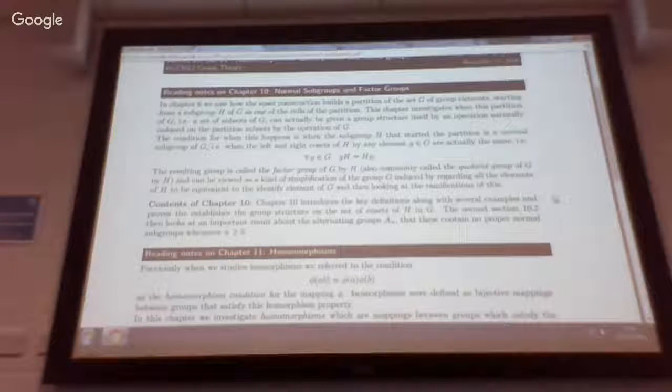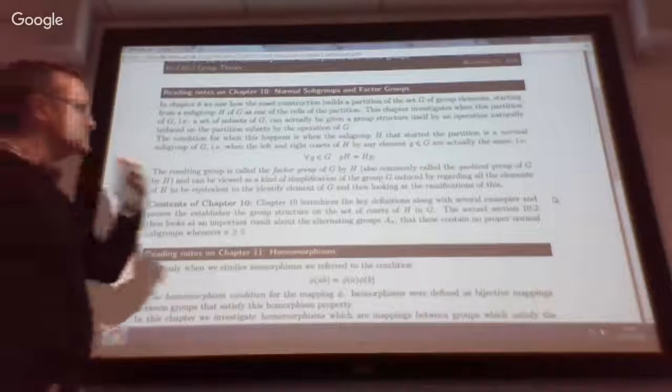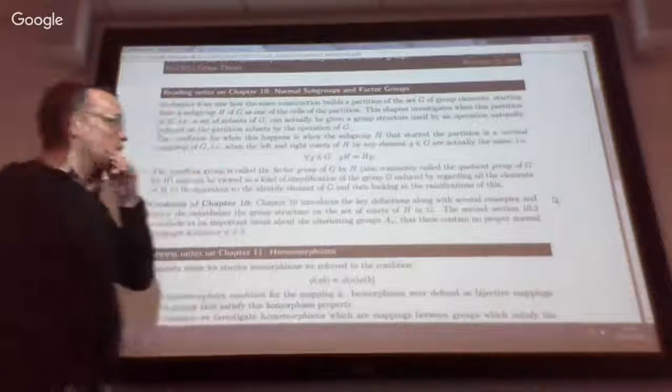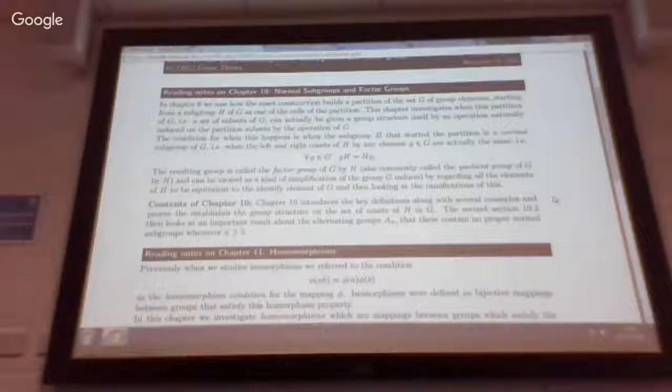What we're looking at in this chapter is the special situation where that partition of G, that set of subsets of G, can actually be given a group structure itself, can actually be seen as a group. Now, it only happens in special circumstances. It happens where the subgroup is what we call a normal subgroup of the group G. We'll look at that definition closely soon.